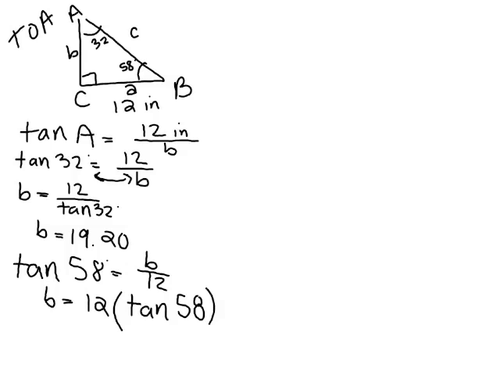Okay, so grab your calculator. 58 tangent times 12 equals 19.20. So there's our side length b, 19.20. We got the same thing in both cases.